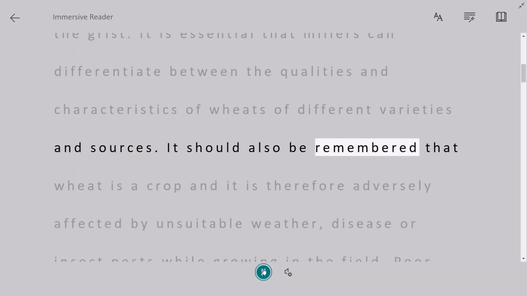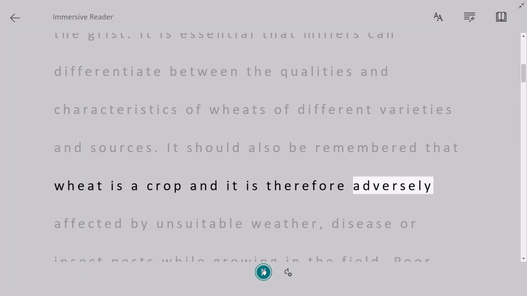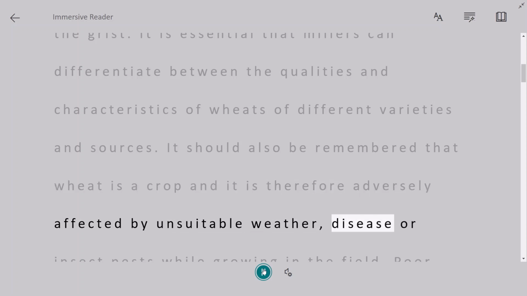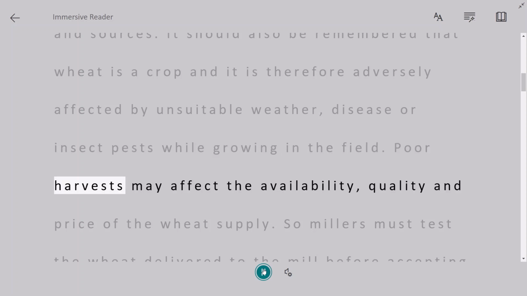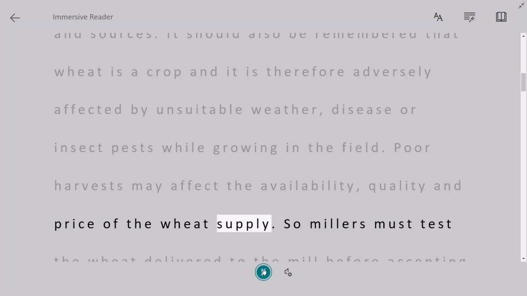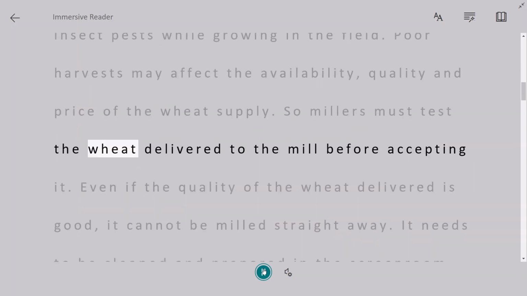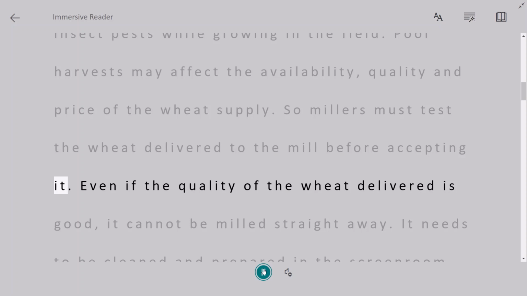It should also be remembered that wheat is a crop and it is therefore adversely affected by unsuitable weather, disease, or insect pests while growing in the field. Poor harvests may affect the availability, quality, and price of the wheat supply. So millers must test the wheat delivered to the mill before accepting it.